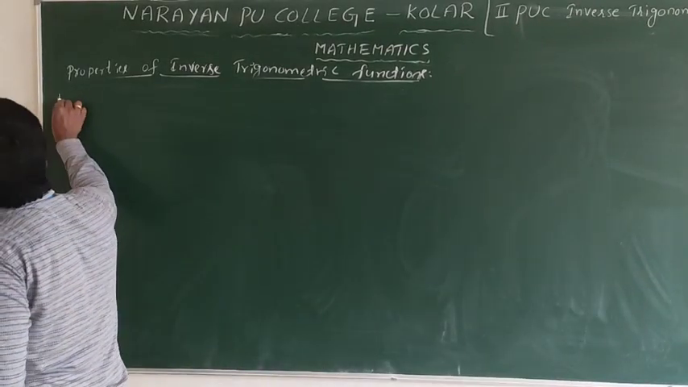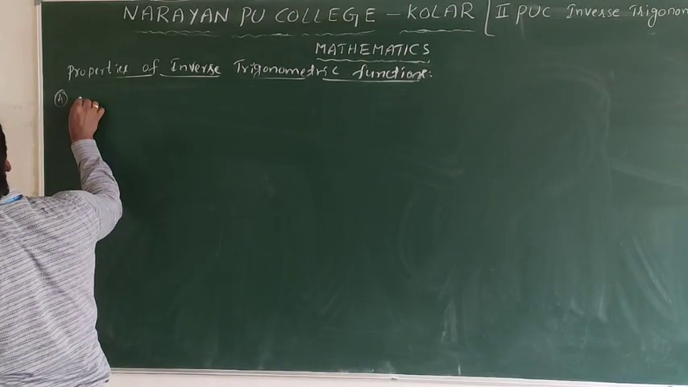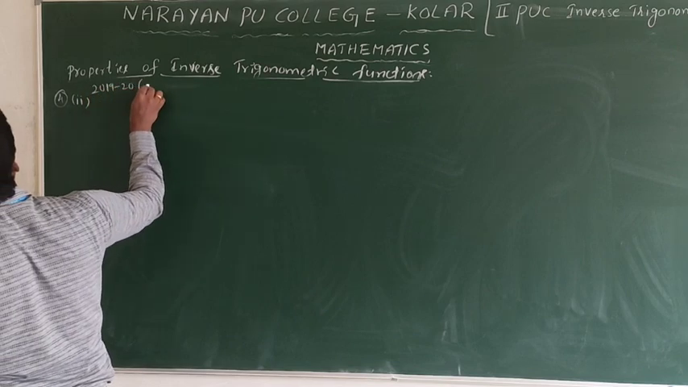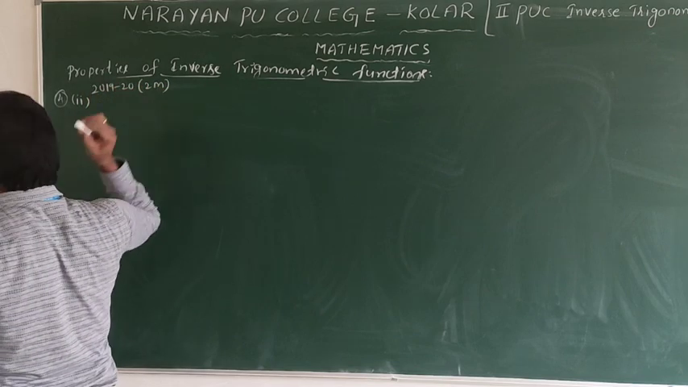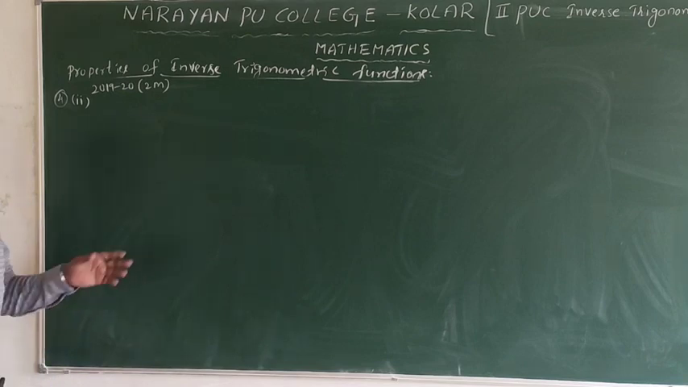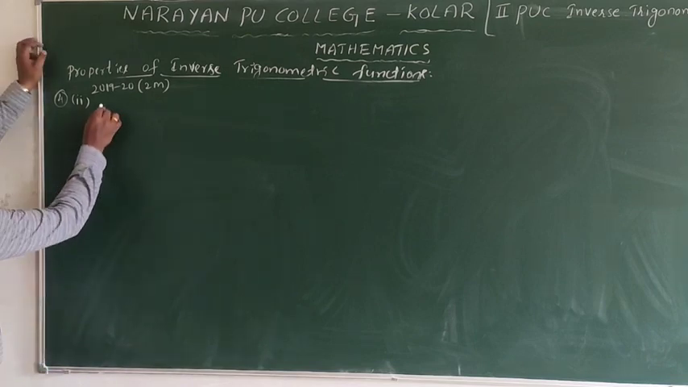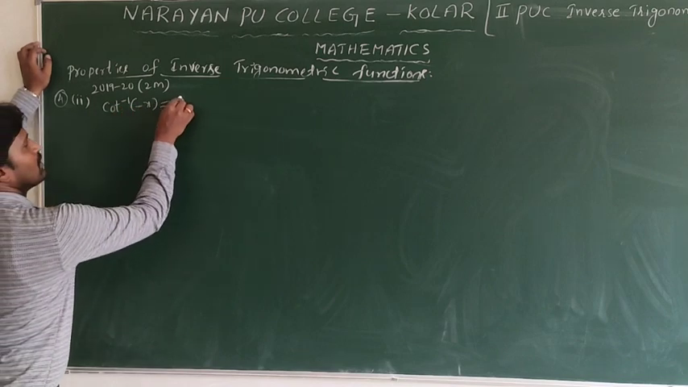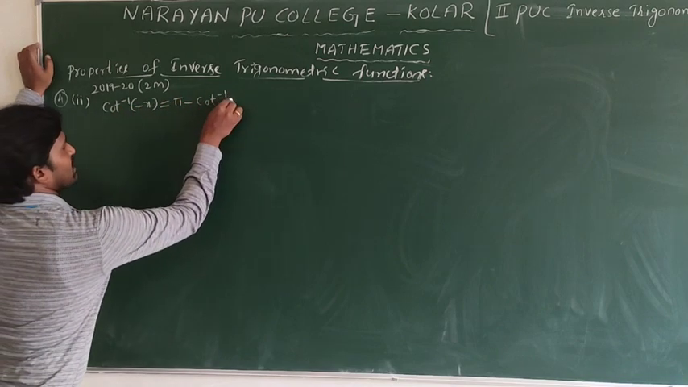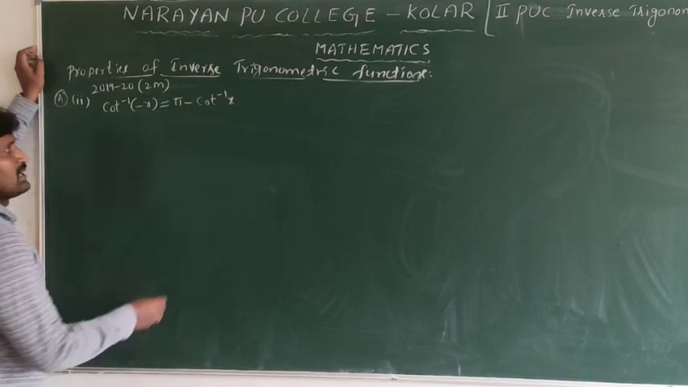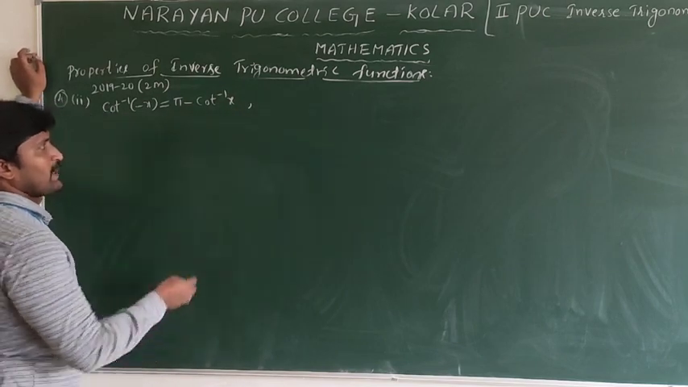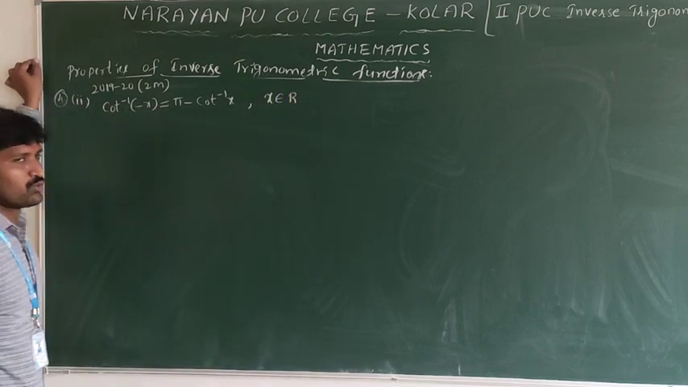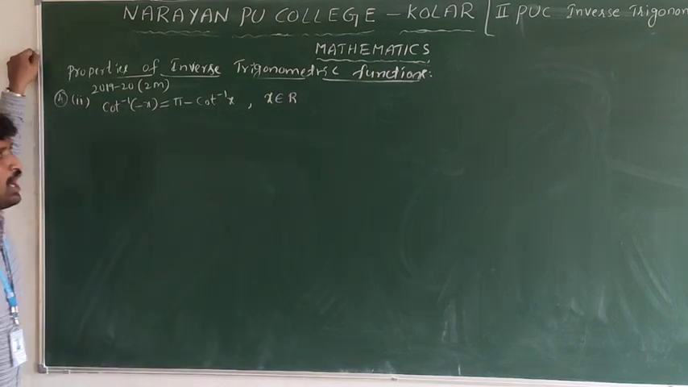Next, the second one. This is a 2019, 2 marks question. In the March exam they asked: cot inverse of minus x equals pi minus cot inverse x. Here again, what is the x that holds here? Clearly, x belongs to the domain of cot inverse only, that is, x belongs to R.